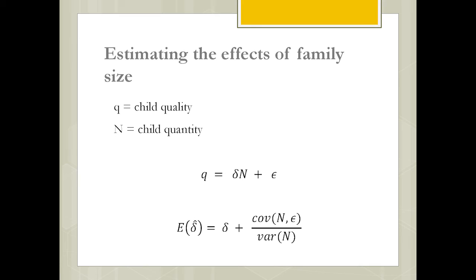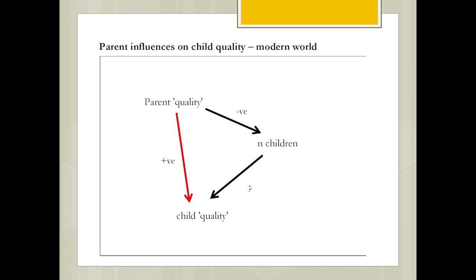One of the things we can do is look at the effect of family size in this population. If Q is child quality and N is the number of children, then there'll be some connection between numbers and Q, but there's also always going to be this unobserved error term in terms of the quality of children. The problem is that if there's covariance between the numbers of children and that error term, it's going to bias any ordinary least squares estimation of this. Parent quality is going to be positively associated with child quality, but in the modern world, parent quality is often negatively associated with the number of children, so it's very hard to figure out the effect of parent quality on child quality because of that other association, and because we can't observe perfectly what parent quality is.